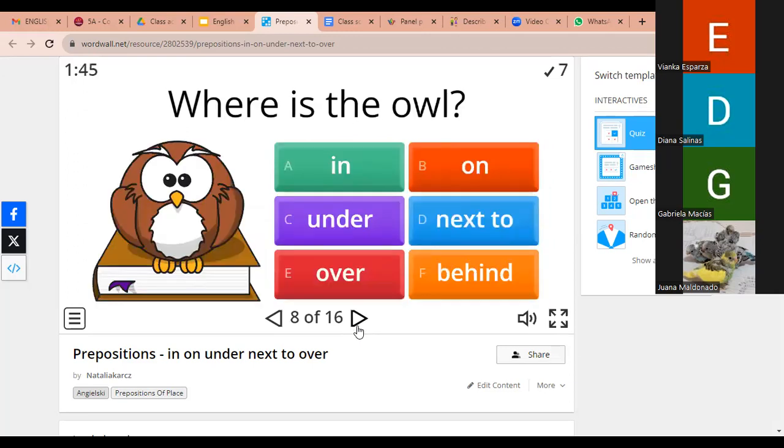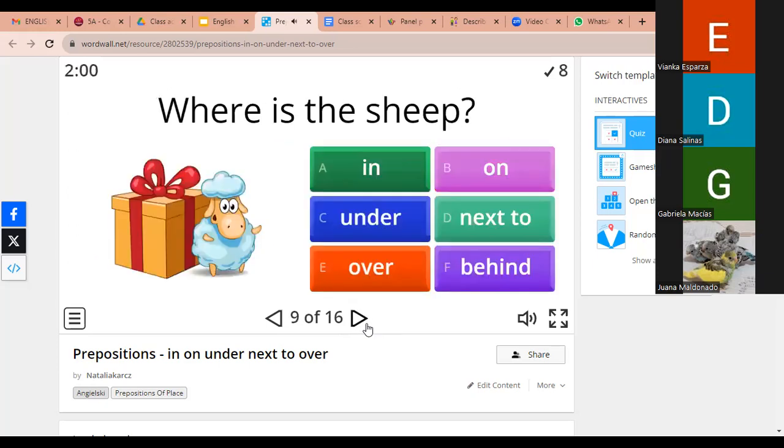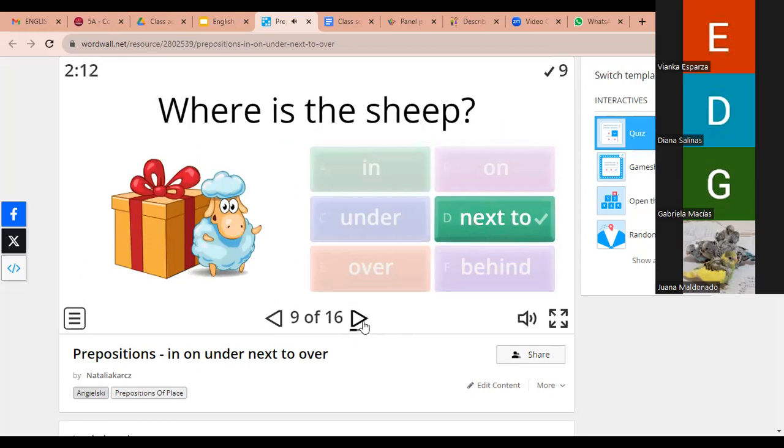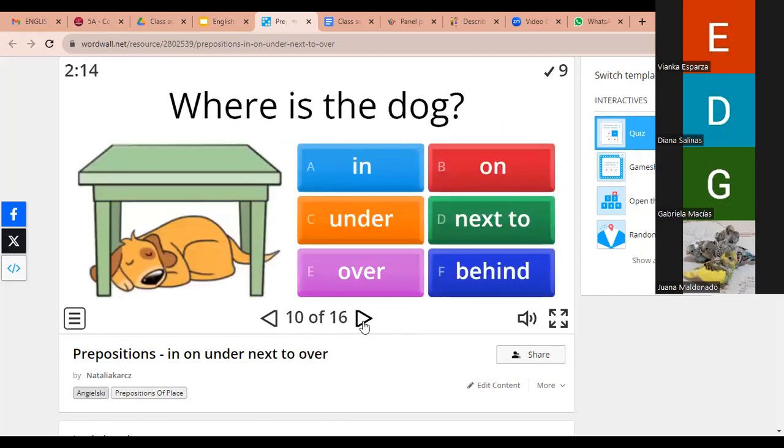Behind. What is the owl? On. Over. On. On porque está asentado encima. Asentado encima. On. Okay, next one. What is the sheep? Next to. It might be next to, it might be behind. Behind. Right? Let's try next to. Okay, next to. Okay. Depende del ángulo donde lo vea.